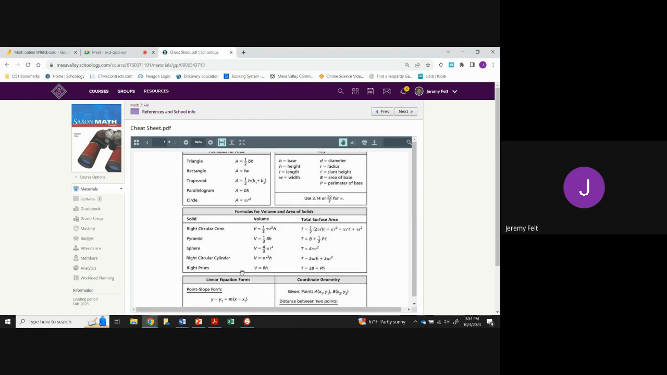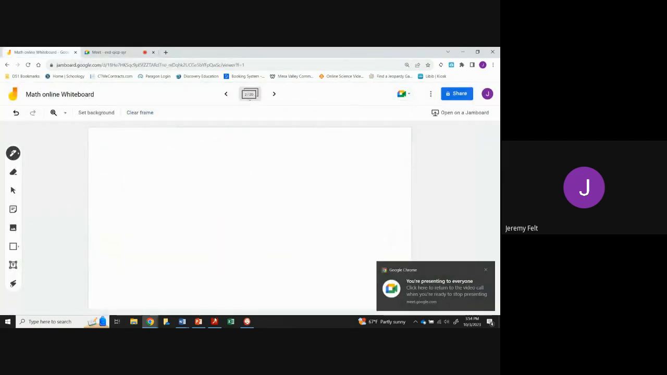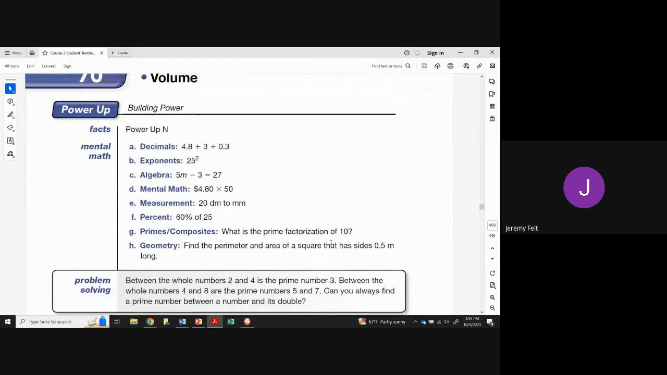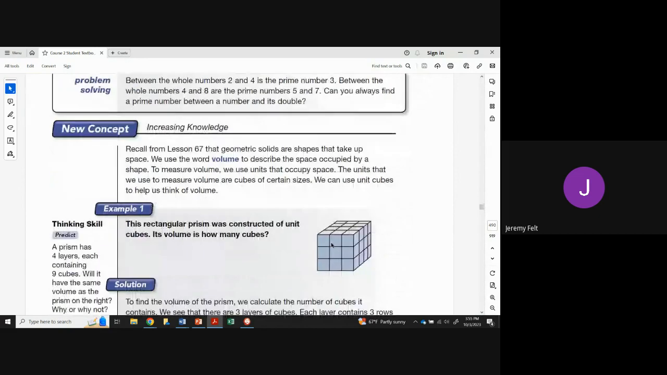This will be very helpful, especially as you get working and taking tests and things like that. I don't expect you guys to have it memorized, and that's why I provide that with you. You have the information so you can just plug it in. But again, volume is the word used to describe the space occupied by a shape. So it's three-dimensional, so length, width, and height. To measure volume, we use units that occupy space.